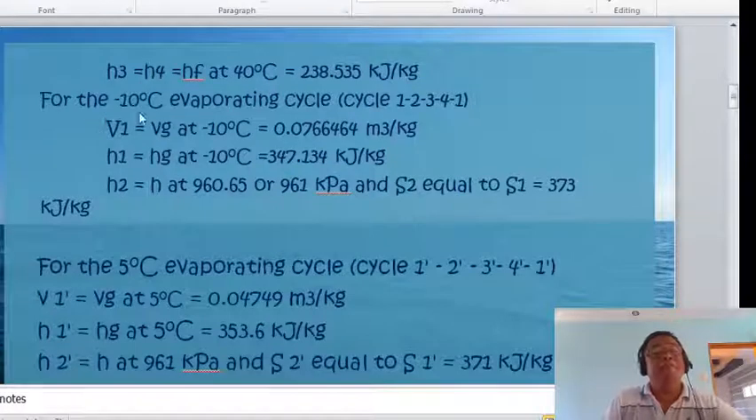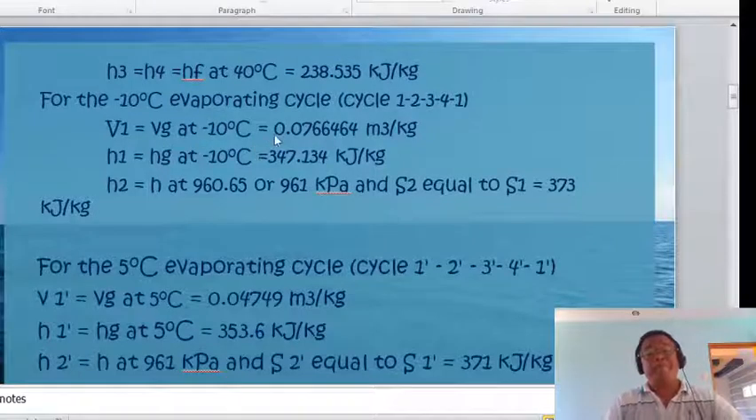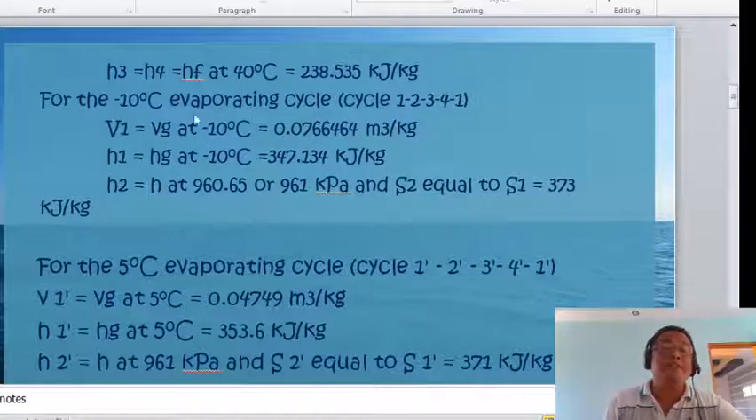For the -10 degrees evaporating cycle, this is now the original cycle, class: 1, 2, 3, 4 to 1 to complete the original cycle. Getting now the specific volume, since at 1 the condition of the refrigerant is in a gaseous form, we are going to look at the value of the specific volume of the refrigerant here at negative 10. That is 0.07664, again from the table.